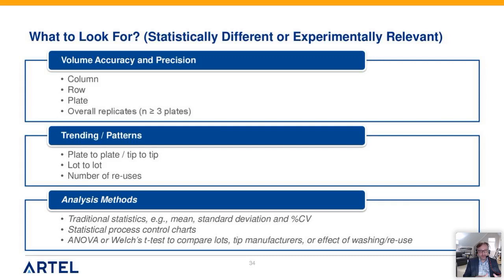So if you're going to use tips 1, 2, and 3 times after cleaning cycles, let's say, you'd want to make sure you replicate that and look for any kind of trending. And then analysis methods. You can use your traditional statistics, mean, standard deviation, percent CV. Statistical process control charts are very useful in this type of analysis. You can use analysis of variance, Welch's t-test, or there's other statistical models that you can use to compare lots, tip manufacturers, or effective washing and reuse.